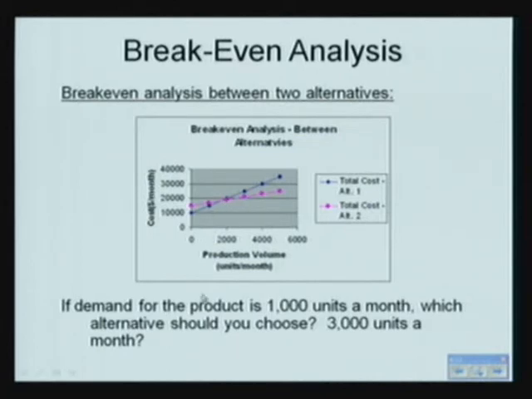And if you can eyeball it here, if the demand for the product is 1,000 units a month, which alternative should you choose? So if your volume is right here, which one should you choose? Well, the answer is obviously in this case alternative 1. However, if your demand for the product is 3,000 units a month out here, then you should probably be using alternative 2.